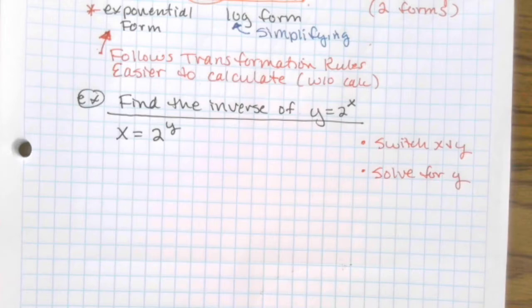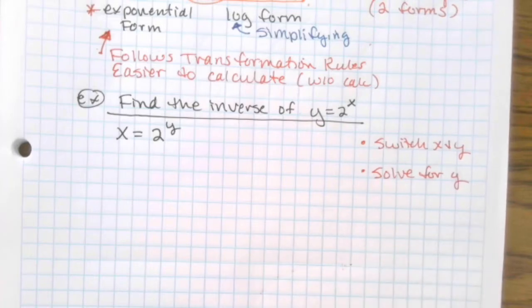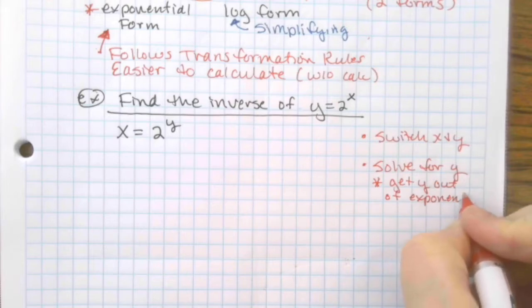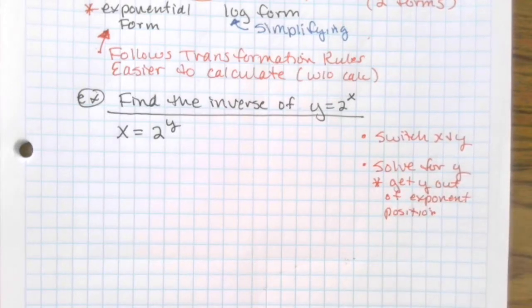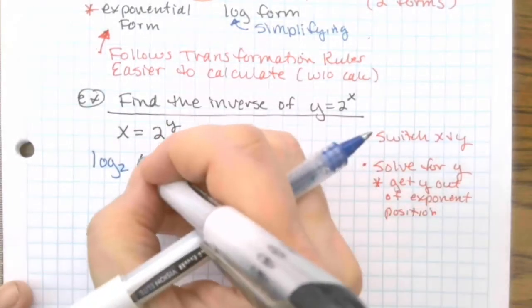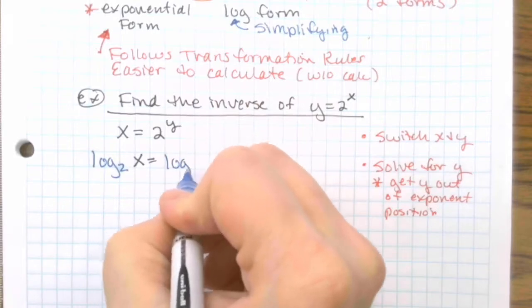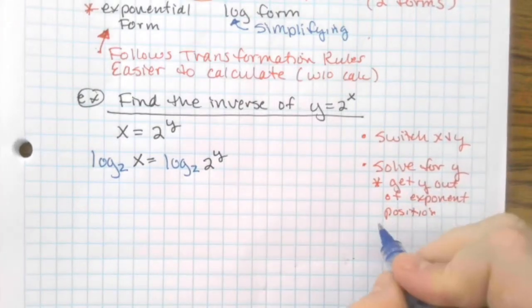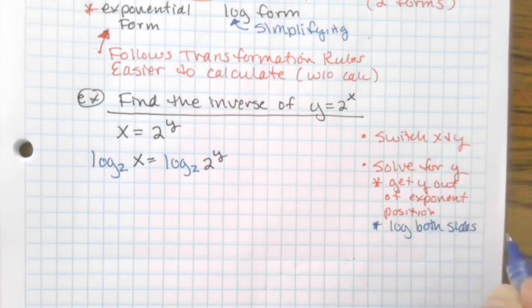Now, this is where you're going to want to use your logarithms to help simplify when it's convenient. So taking this equation, solve for y. We need to get y out of the exponent position. It can't be up there. This is where we use logs. So we are going to log both sides. And when you log both sides, you need to pick the same base as what you're working with. So I'm going to log base 2, the x, and I'm going to log base 2, 2 to the power of y. So to get y out of the exponent position, we have to log both sides and pick the same base.